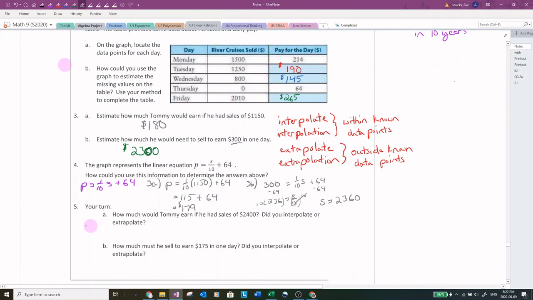Using the graph. I don't have that written down, but I want you to use the graph because it is asking if you interpolated or extrapolated. How much would Tommy earn if he had sales of 2400? So pause the video, go and try that, and then come back and check your answers.